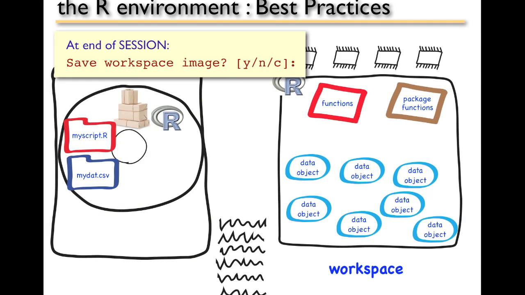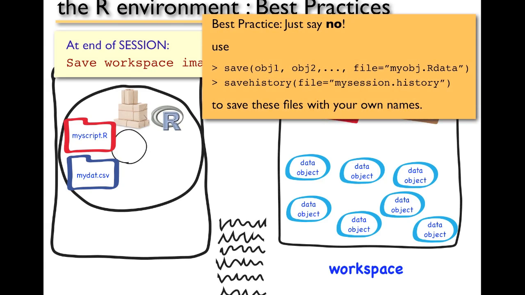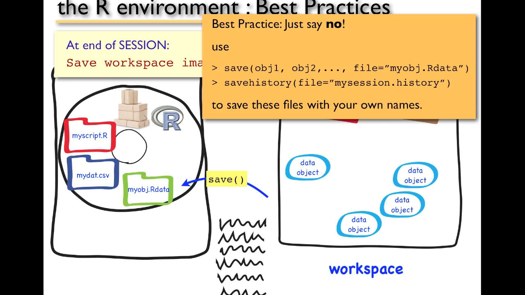Personally, I don't like it because you probably made a lot of objects. Some of them were probably mistakes. And 6 months later, when you go back to it, you might have completely forgotten. Okay, so what I like to do instead is just say no, and instead use the save function to save the specific objects I want into a file that I named that I can find again. And then I use the savehistory function to actually save my history into a file whose name I know, okay?